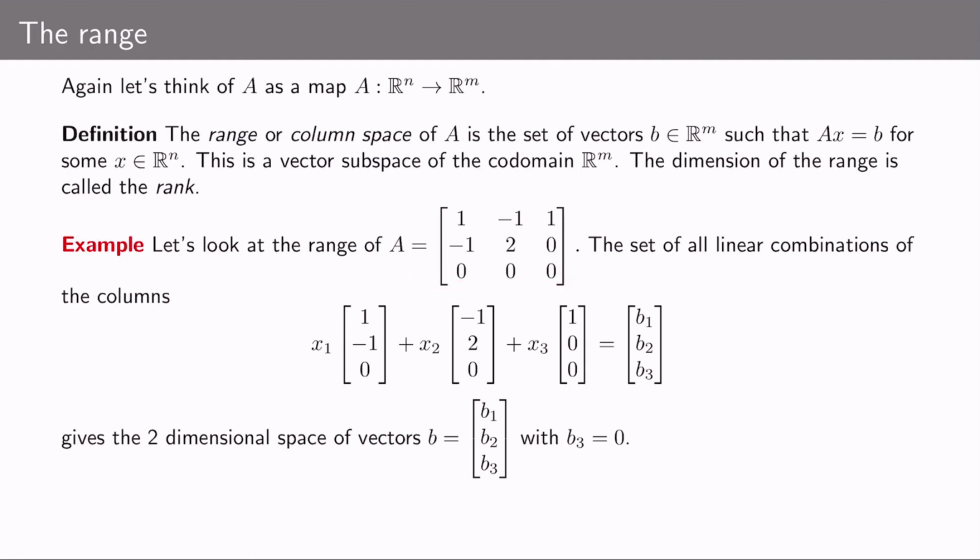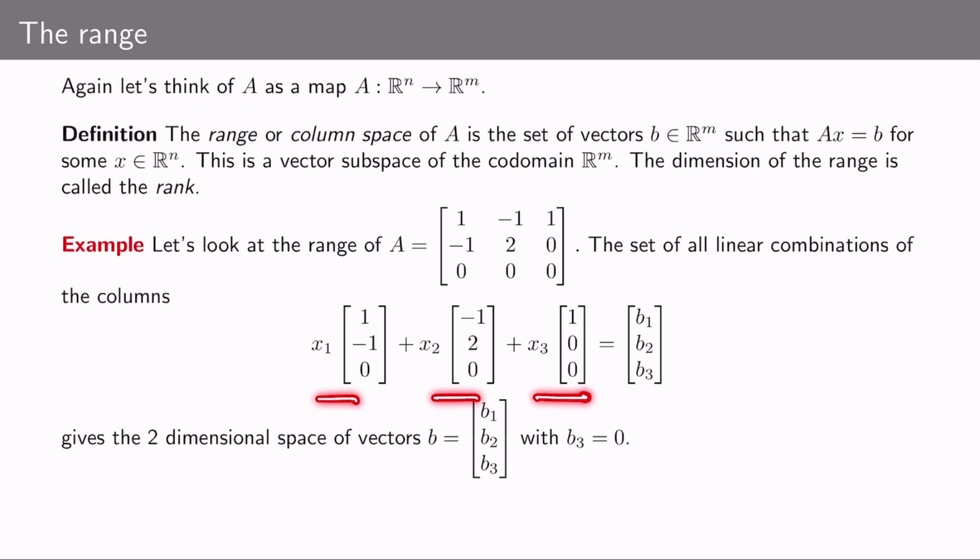In order to do this example, let's go back to viewpoint number 2. So I'm going to think of A as being something fixed, and I'm acting on A by a bunch of different vectors x and seeing what comes out. Viewpoint number 2 says that if you have a product A times x, that's the same thing as a linear combination of the columns of A with the coefficients taken from the vector x. And so the range is going to be the set of all these linear combinations of the columns of A, where I choose different coefficients x1, x2, x3, in other words, different vectors x to multiply A against.